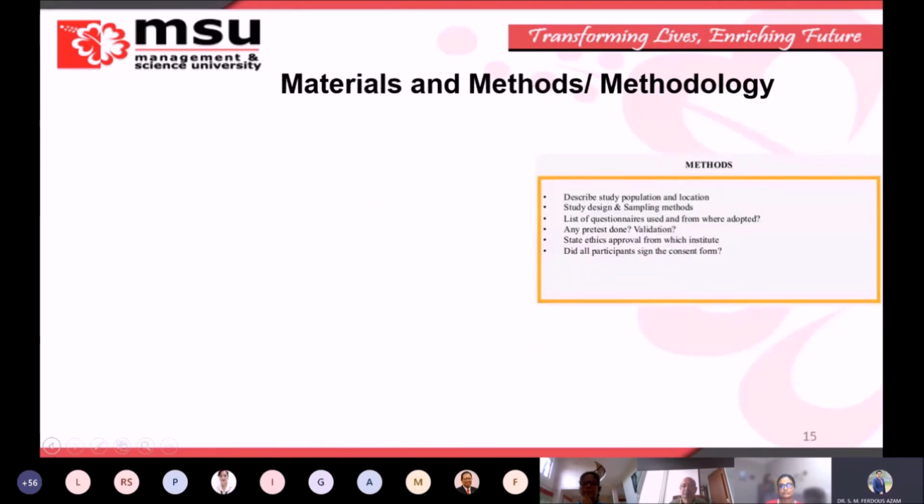Now, materials and method. Sometimes we call it methodology. In this part, we have to describe population and location. We have to describe the study design and sampling method. These two parts are very important. Other than that, research paradigm and research approach are things we may skip inside our paper. But we have to provide the list of questionnaires for this study and where it is adopted, adapted or developed from. Sometimes journals ask for it, so we prepare in case they ask, and we may have to provide this.